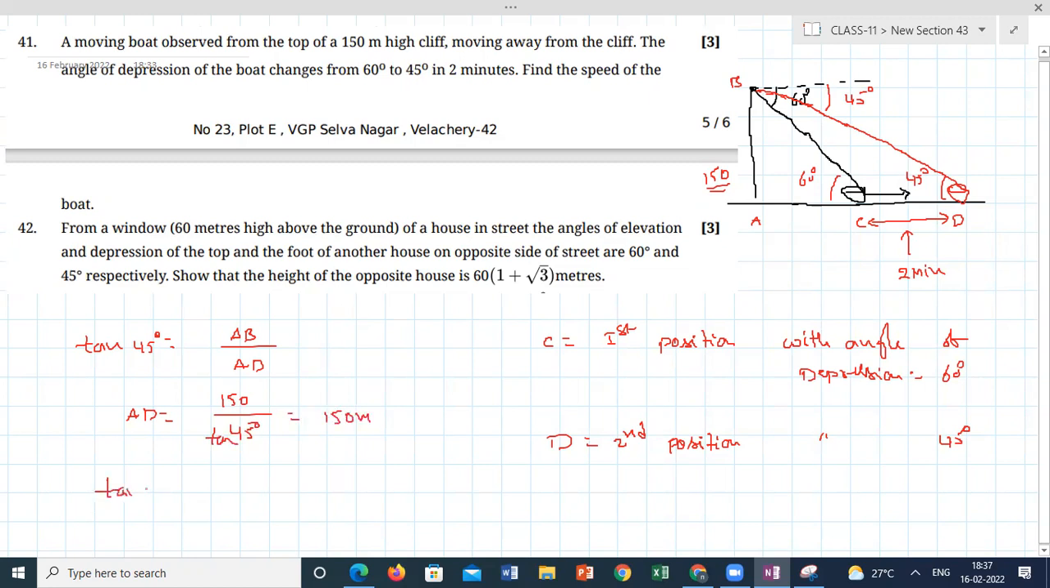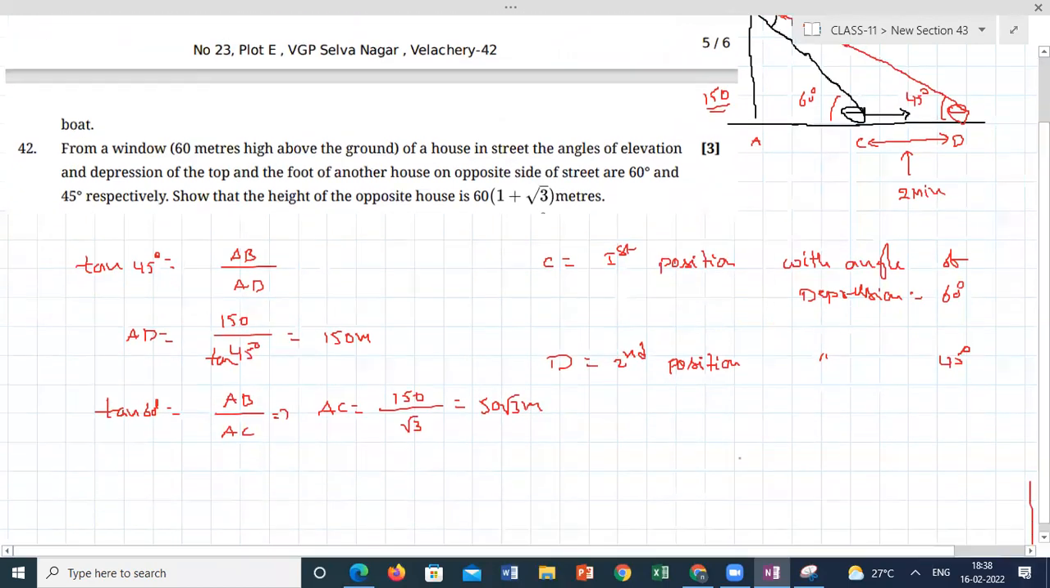And if I'm taking tan 60, I will get AB by AC. I need the AC value. AC is equal to 150 by tan 60, which is root 3. That is nothing but 150 by root 3, which can be written as 50 root 3 meter. Agree? So how much distance is traveled?